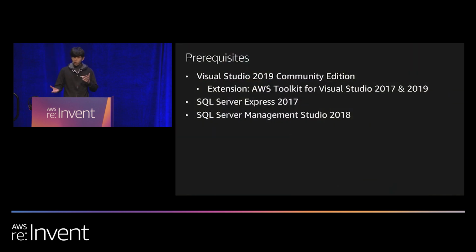If you're wondering what my development environment looks like, these are the main pieces. I have Visual Studio 2019 Community Edition, although the toolkit that I'm about to show you will work with any version of Visual Studio 2017 or 2019. I'm also using SQL Server Express 2017, and then I'm managing that with SQL Server Management Studio 2018. Now I know this is not the exact setup for all of you, but I hope this approximates what some of you have dealt with in your day-to-day development tasks.